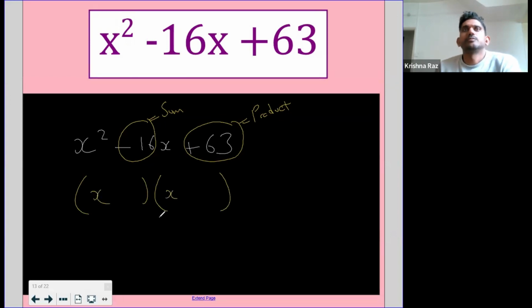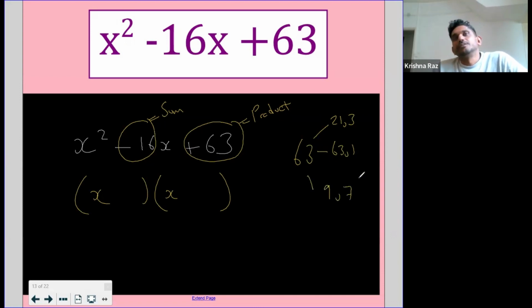x. Well, what times what is 63? Yeah, someone said 21 and 3. That's right, but it's not what we're looking for. So, 63 and 1. That does multiply to 63, but we cannot combine it to get 16. 9 and 7. Well done. So we'll put 9 and 7 in.